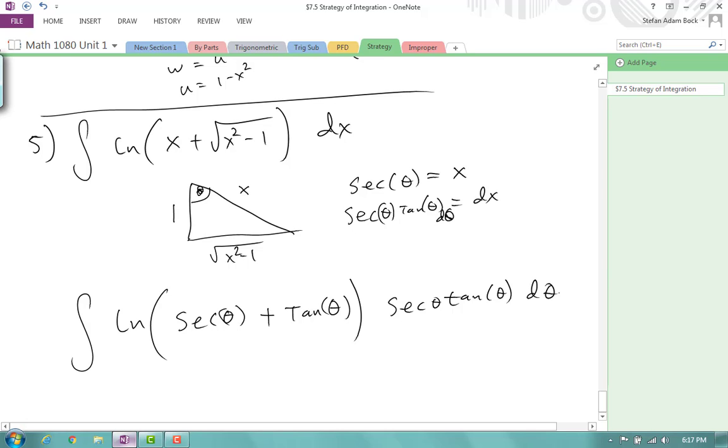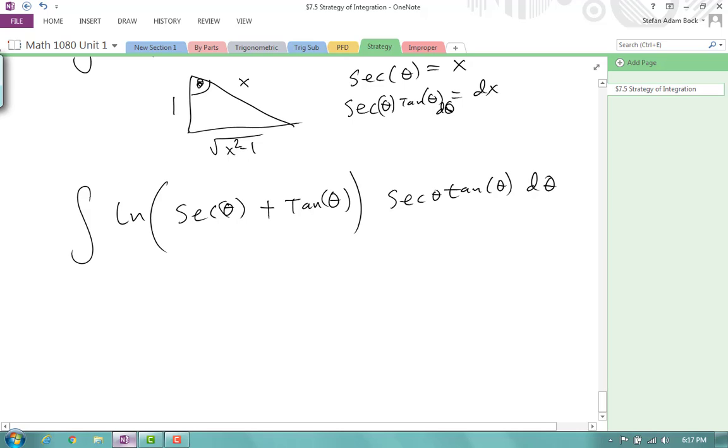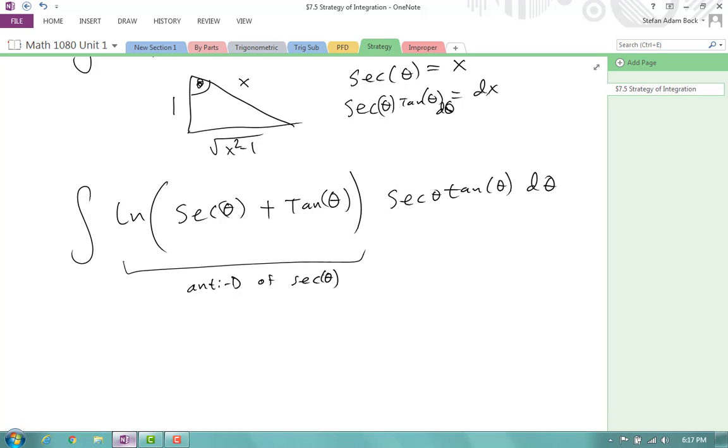Now this guy, I recognize this guy because I spent so much time on reference page 6, guys. This right here is the antiderivative of secant of theta. So now I'm going to use an integration by parts. This is a weird problem because I needed trig substitution to set up an integration by parts for me. And I know that this guy is the derivative of secant of theta.